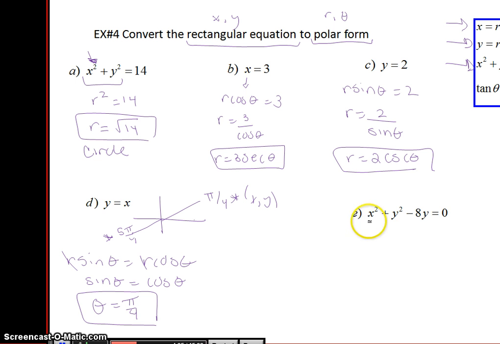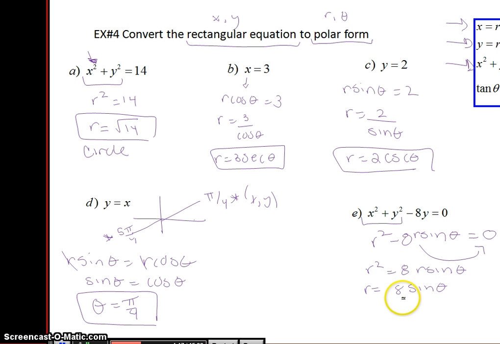Okay, E, I see an x squared plus y squared again. So I'm just going to replace x squared plus y squared with what it equals. X squared plus y squared equals r squared minus 8y. Well, y equals r sine theta. And that equals 0. Okay, so I'm just going to do some algebra. So I'm going to bring my 8r sine theta to the other side. I'm going to divide both sides by r.